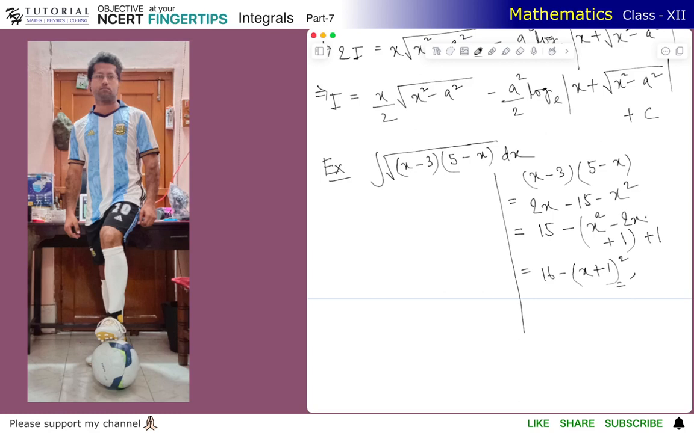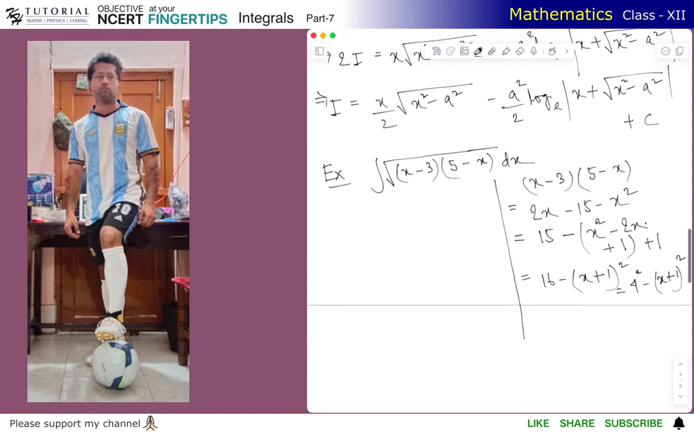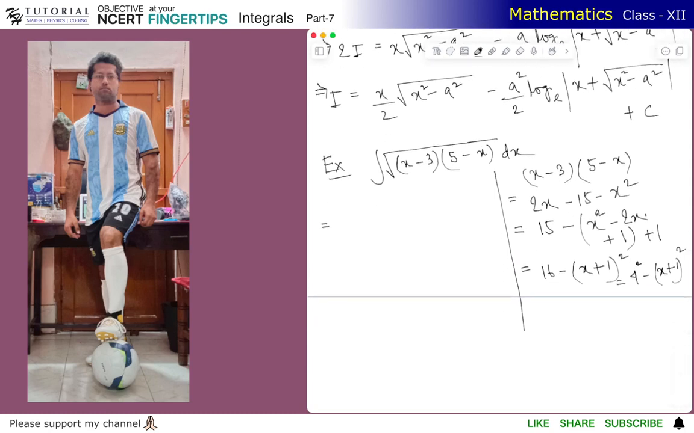This is basically 4 square minus this. So we have the form a square minus x square. Not exactly a square minus x square, we have x plus 1. So now I will not solve this again using the integration by parts, because I've already solved it. So this becomes the integral of the square root of 4 square minus (x plus 1) whole square dx.